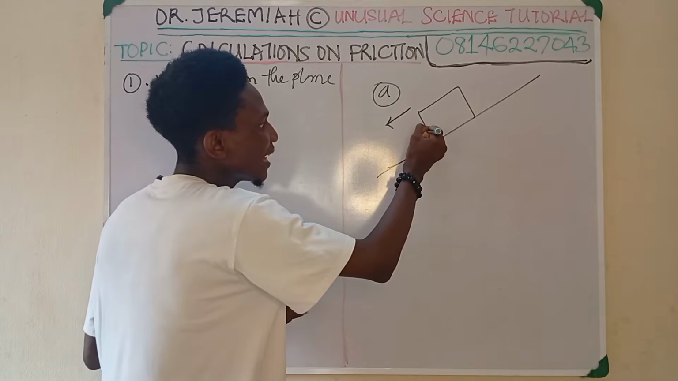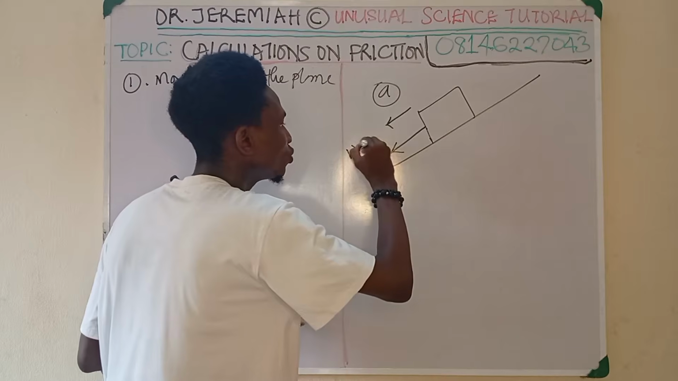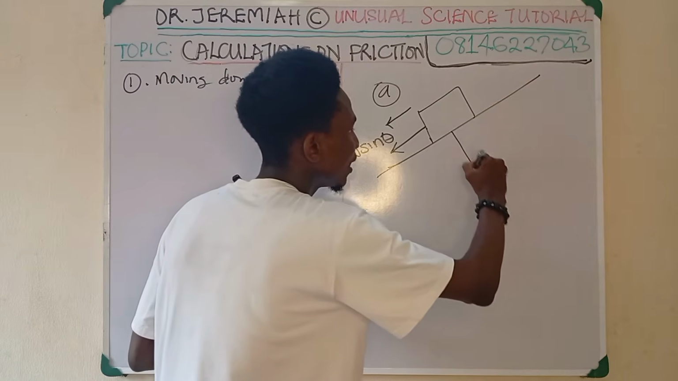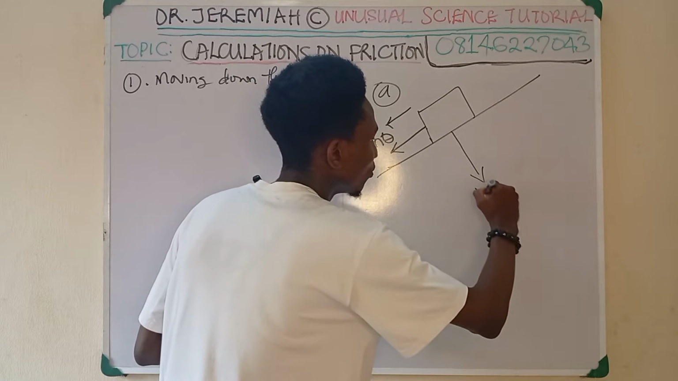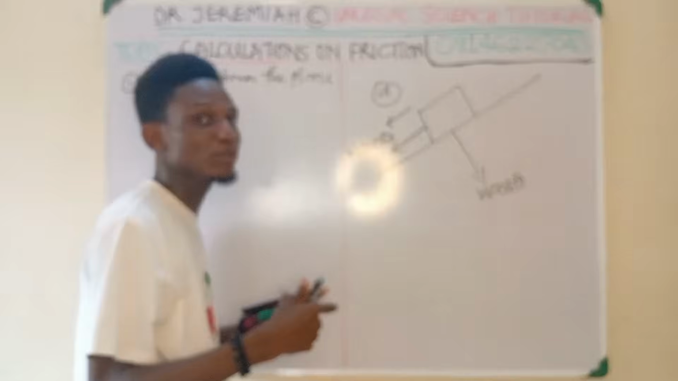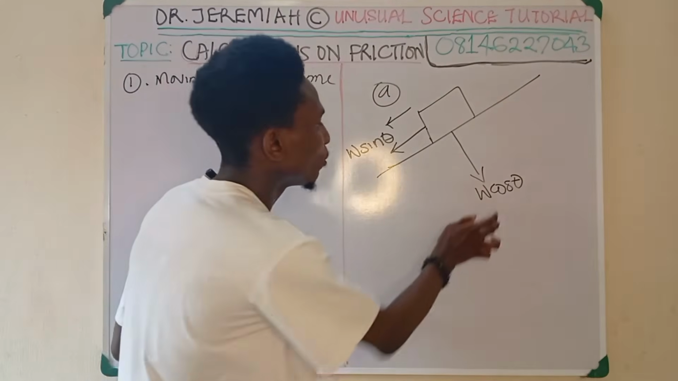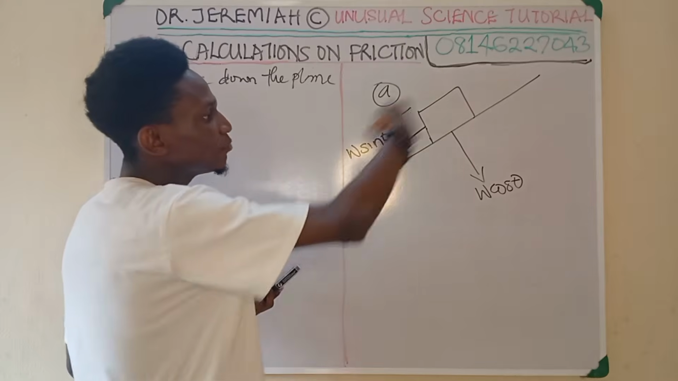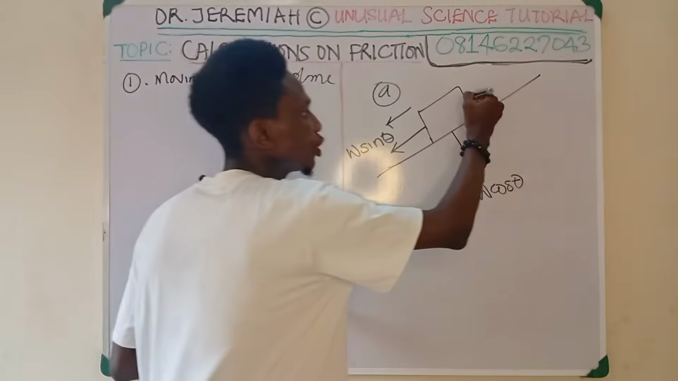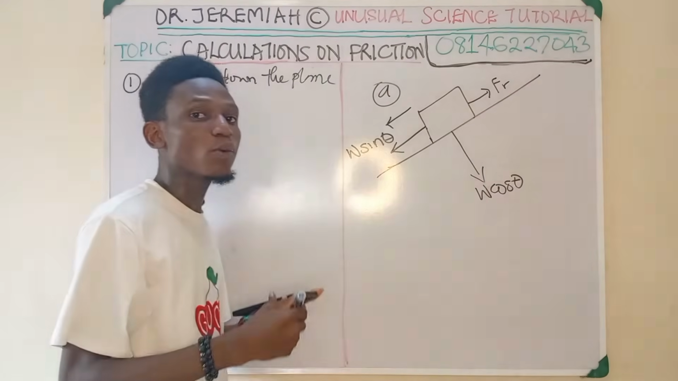So remember that the resolution of weight along the plane is W sin theta, and the resolution of weight down the plane is W cos theta. I've explained everything in the previous video, so please look for that video. Now the body is moving downwards. What does that tell you? That since the proposed motion is downwards, frictional force will act upwards.